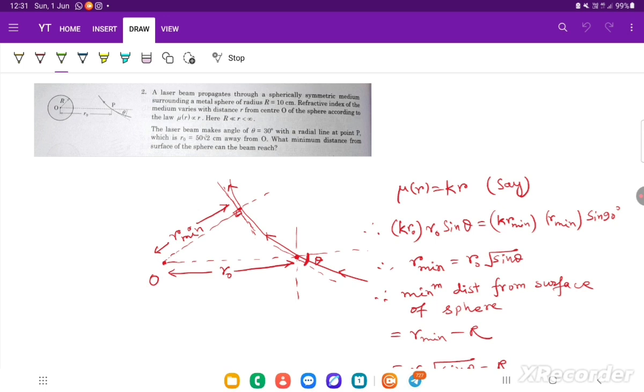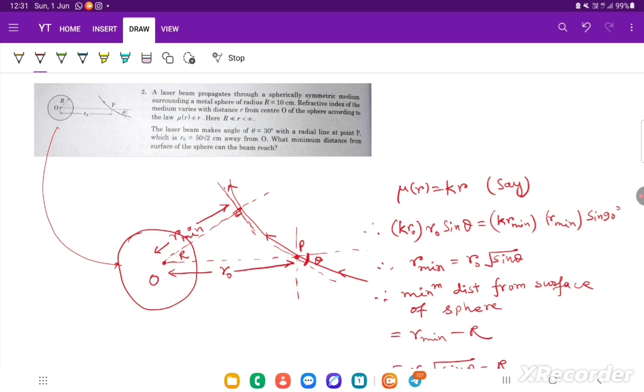So I have drawn a very rough diagram here. This one is O. I haven't drawn the metallic sphere, so let me draw it once, let's say of radius capital R. So the ray is incident at point P at an angle theta with a radial line. So as per our idea, this is the angle of incidence.